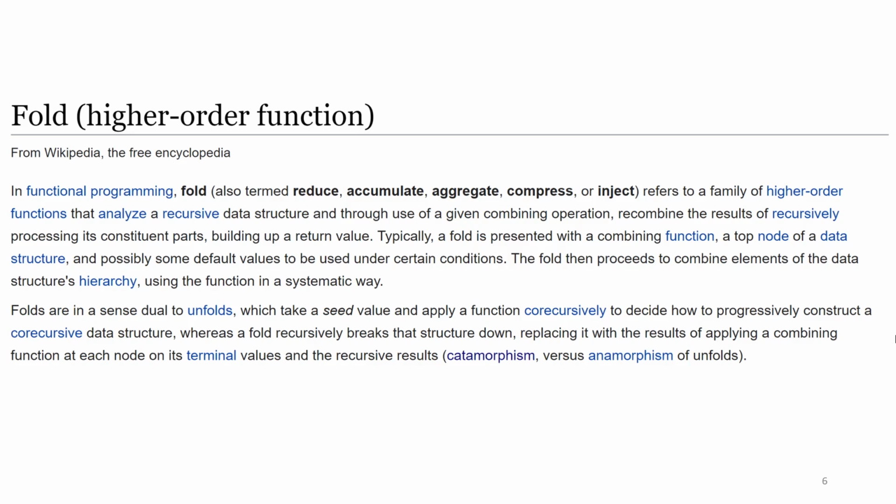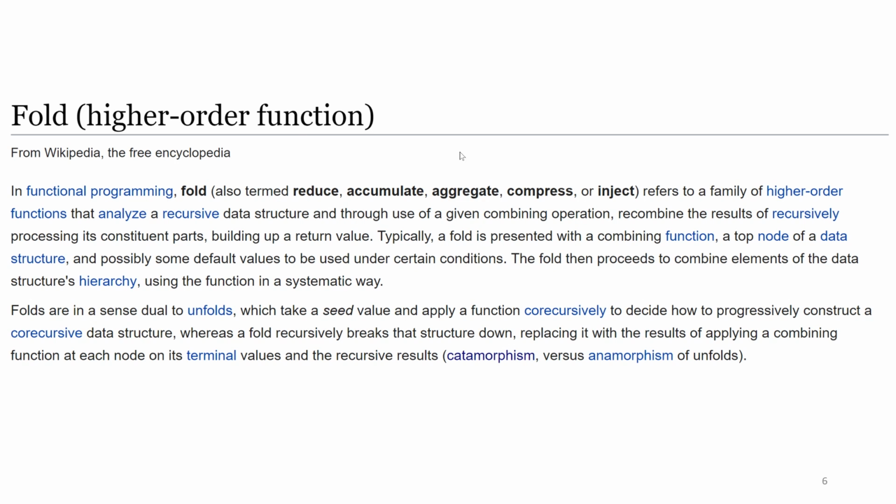If we go to the Wikipedia page for fold, which it says here is a higher order function, it says on the first line basically that it's also known as reduce, accumulate, aggregate, compress, or inject. So this is just something to keep in mind when going from language to language. So in C++11, we have accumulate. Now in C++17, we have reduce.